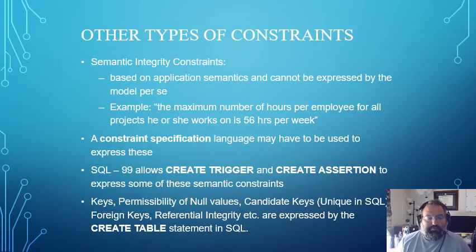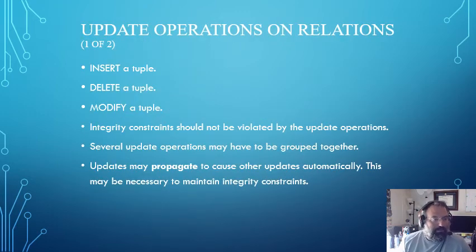There are other types of constraints. A semantic integrity constraint is based upon application semantics and cannot be expressed by the model per se. An example is that the maximum number of hours an employee can work on a project is 56 hours a week. A constraint specification language may have to be used to express these. SQL-99 allows CREATE TRIGGER and CREATE ASSERTION to express some of these semantic constraints. Keys, permissibility of null values, candidate keys, uniqueness in SQL, foreign keys, referential integrity, etc. are expressed by the CREATE TABLE statement in SQL.